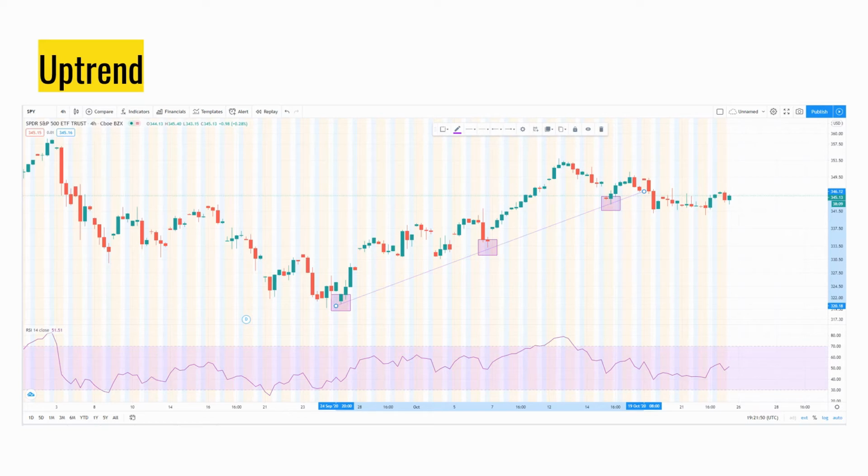The uptrend line is always below the graph as it is defined as being made up of higher lows. For instance, this uptrend line was formed by creating a line from 3 higher lows as represented in the purple box. Looking from the left to the right, each box is higher than the previous box, meaning that a higher low was made.